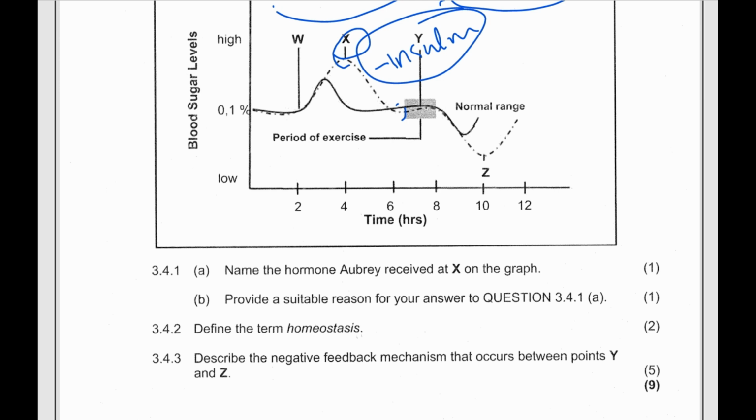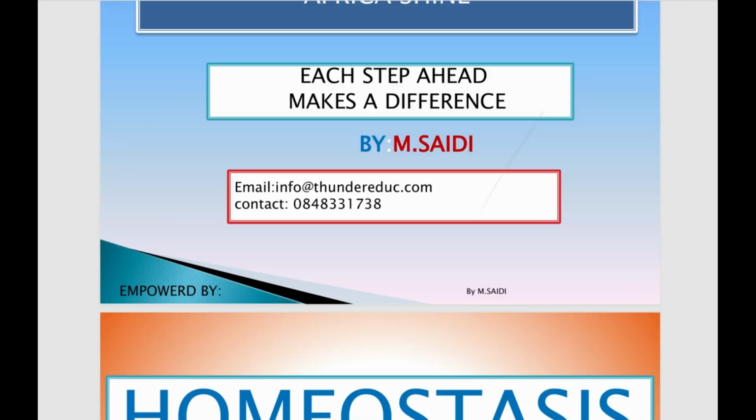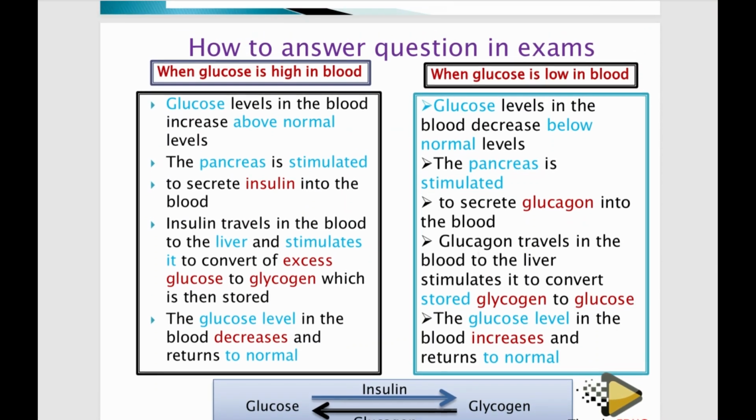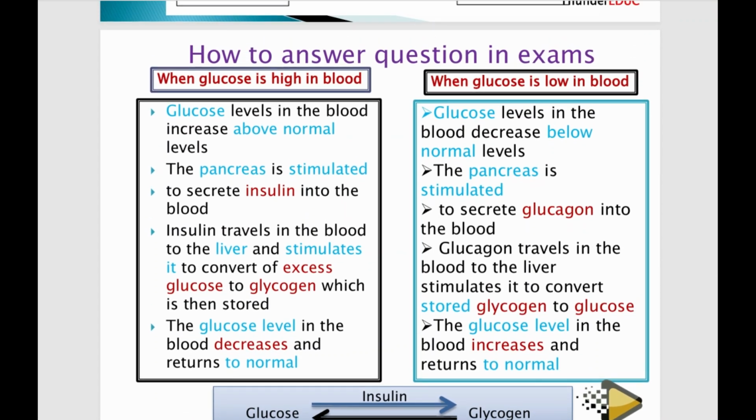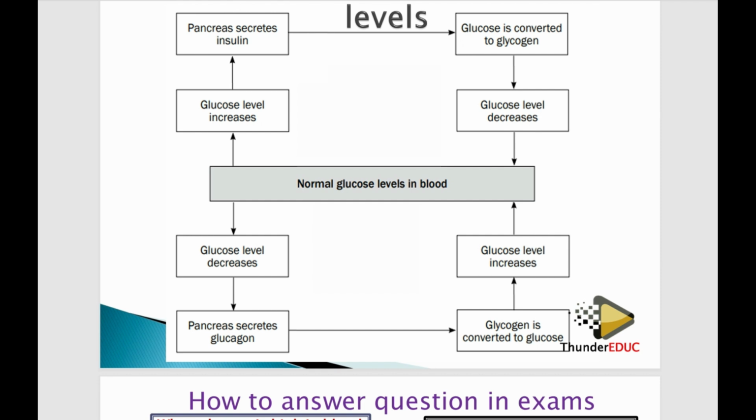Describe the negative feedback mechanism that occurs between point Y and Z. So what are we trying to explain here? We want to see that at point Y, the level of glucose decreases. So I have to explain the negative feedback mechanism of glucose so that I bring it back to normal. So you explain when the glucose level is low, what happens? You can explain using this.